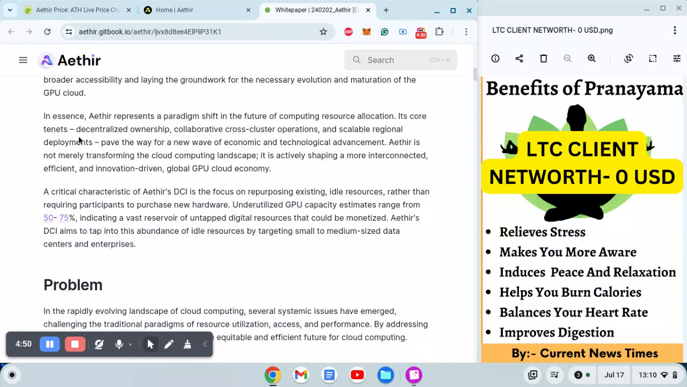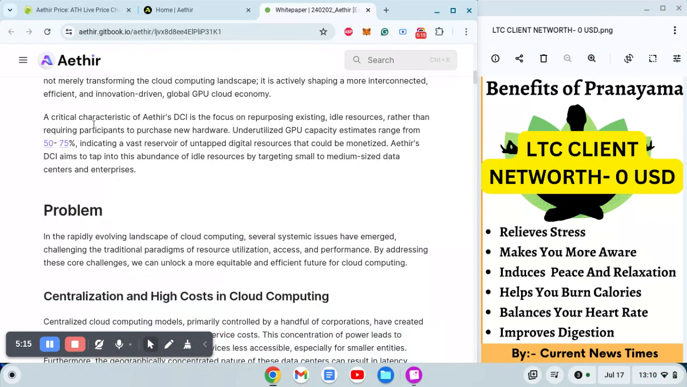Its core tenets: decentralized ownership, collaborative cross cluster operations, and scalable regional deployments pave the way for a new wave of economic and technological advancement. Aethir is not merely transforming the cloud computing landscape, it is actively shaping a more interconnected, efficient, and innovation driven global GPU cloud economy. A critical characteristic of Aethir's DCI is the focus on repurposing existing idle resources rather than requiring participants to purchase new hardware.